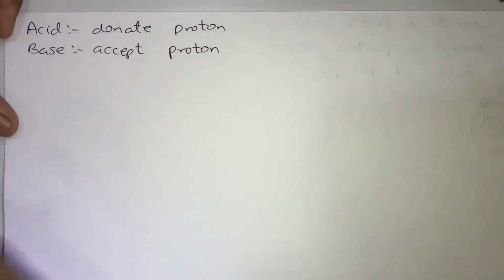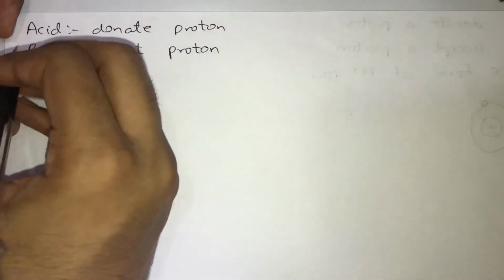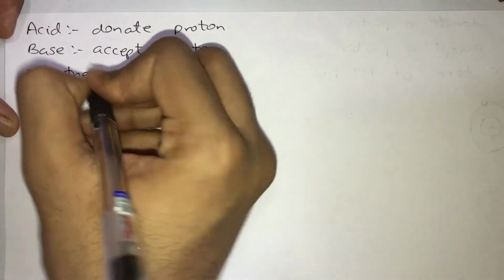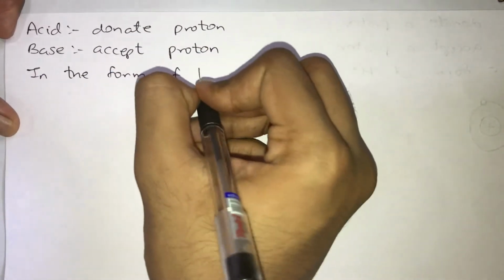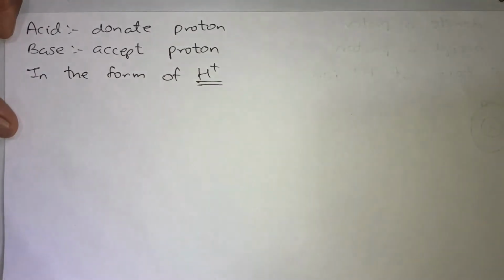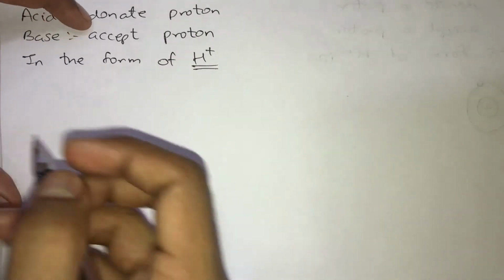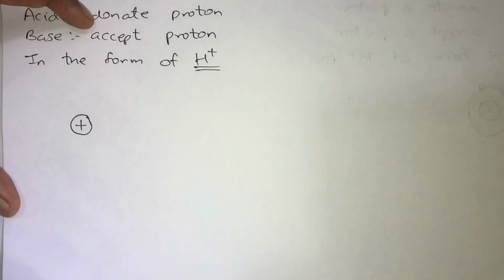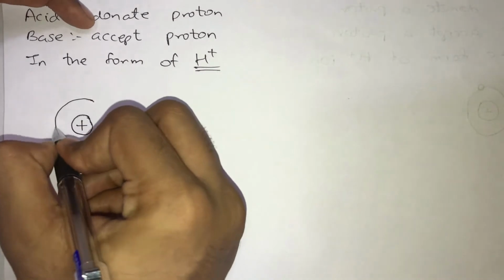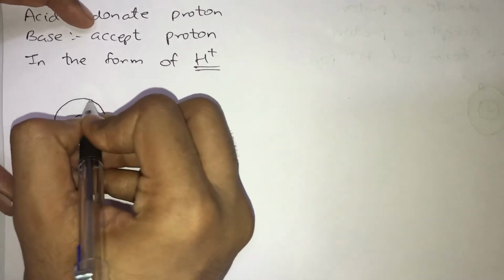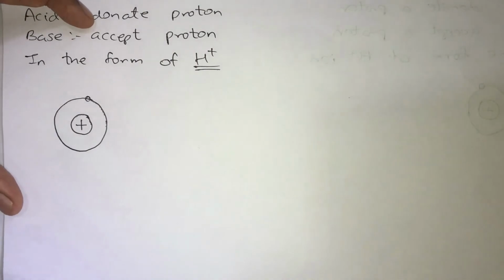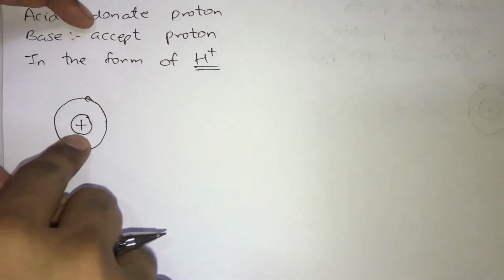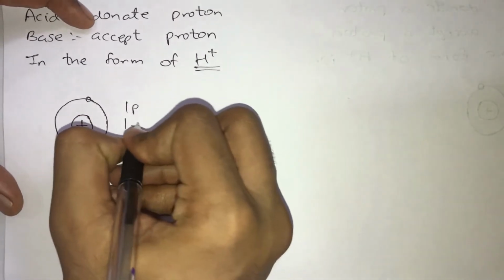Now you might be wondering how the acid and base are going to donate and accept protons. So they are going to do this in the form of H plus ions. Let's see how. Let us consider a hydrogen atom which has only one proton in the nucleus, and it does not have a neutron, as we all know, and it has one electron in its shell. So a hydrogen atom has one proton and one electron.